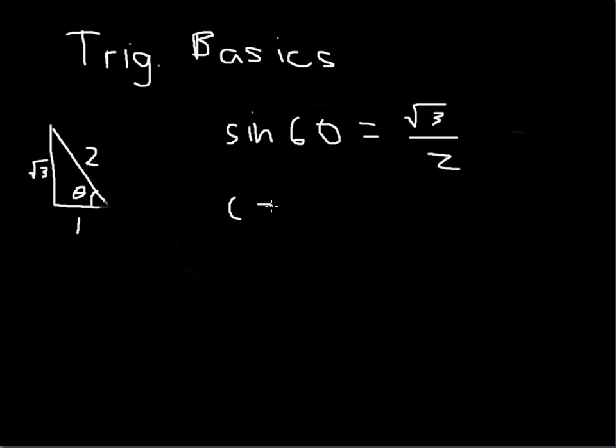Now try what you would get if you put cos 30. Try and pause the video and do it on your calculator. If you put it in your calculator, you should be getting root 3 over 2.